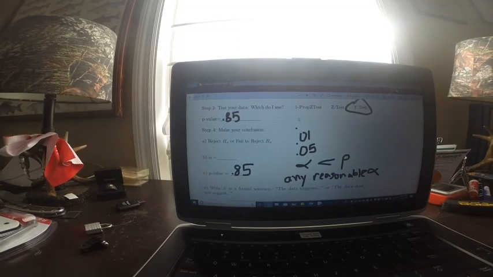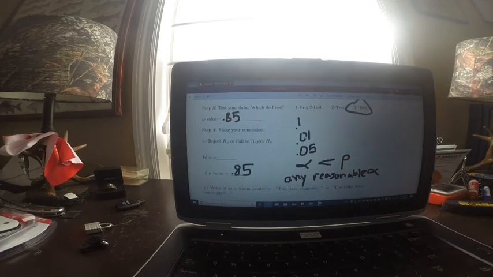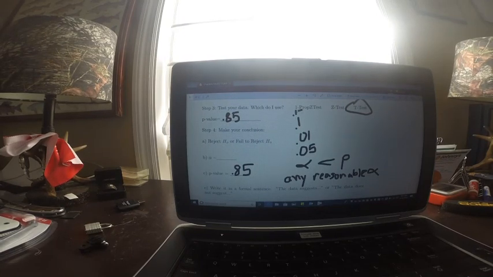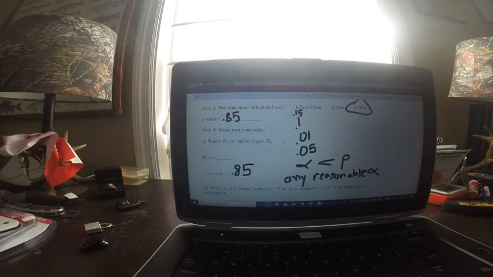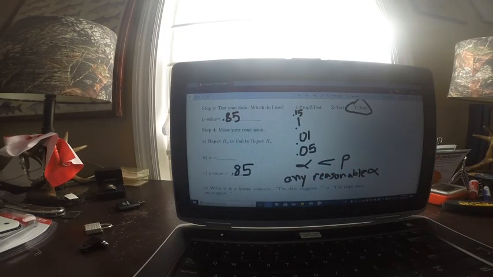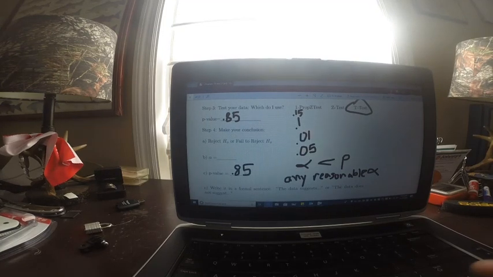If it would have been 0.1, so if you'd had an alpha level of 10%, it still would have been less than 0.85. If you'd have been alright with being wrong 15% of the time and your alpha value would have been 0.15, then it still would have been less than p. You see what I'm saying about any reasonable alpha? You're not going to want to be wrong more than 85% of the time. So you're going to be okay with any reasonable alpha here.